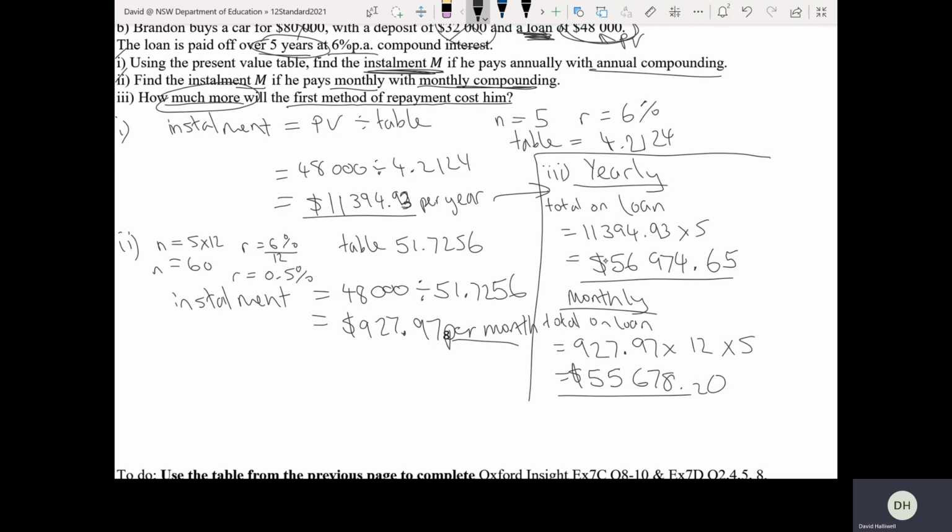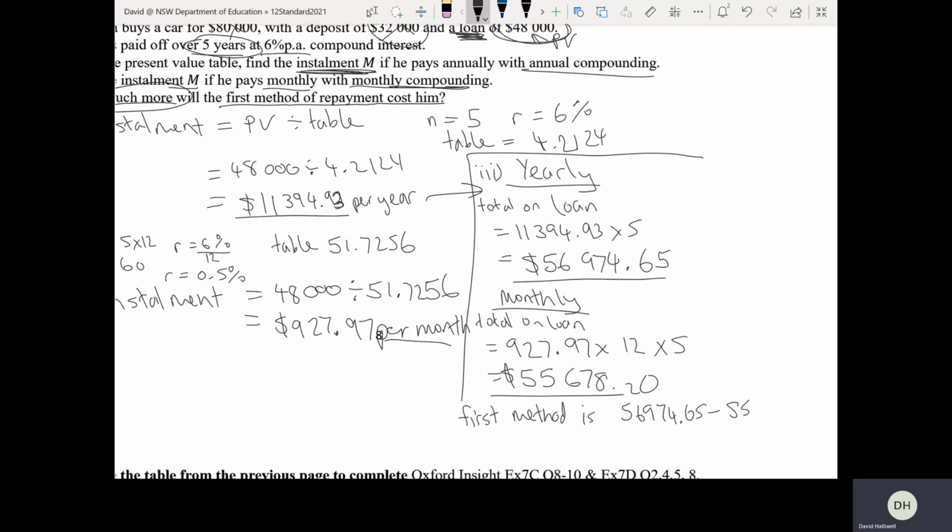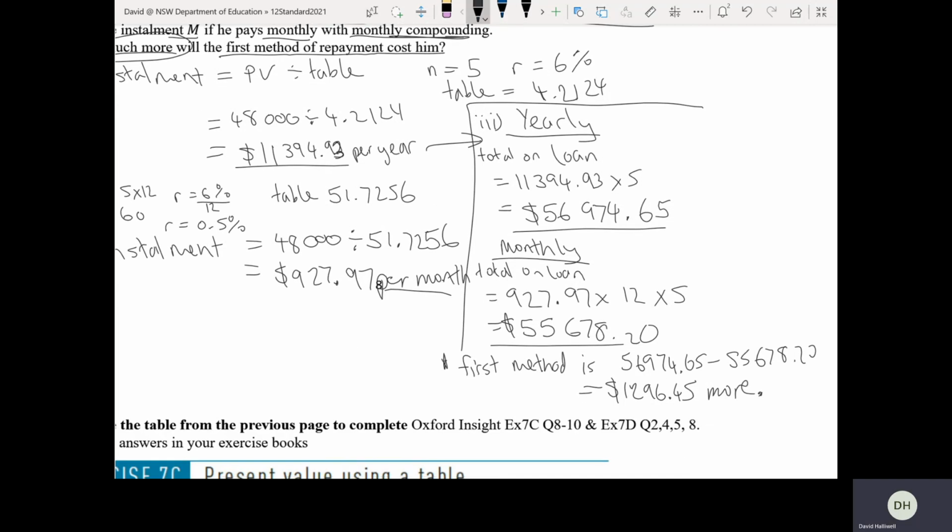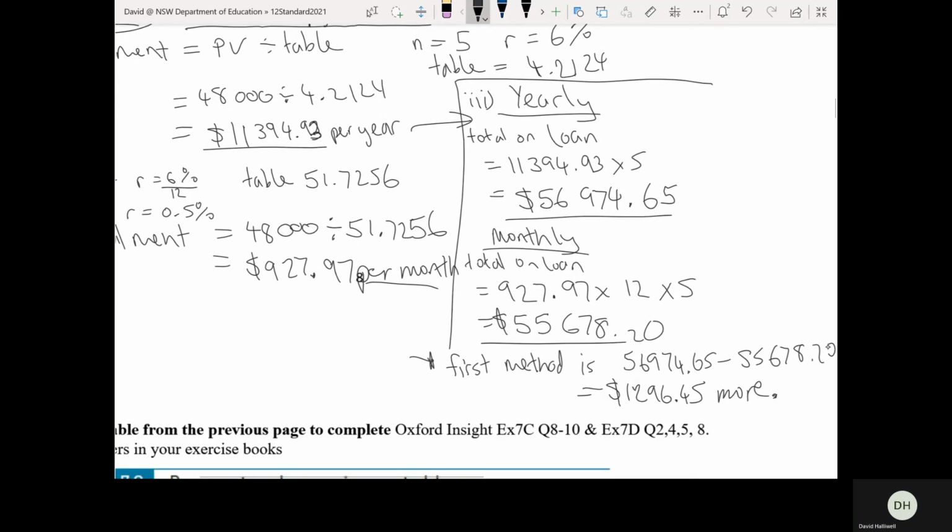And to answer the question, it says how much more is the first method. So the first method is more, the yearly method is more. How much more? First method, we're going to minus, just take the first number and minus the second number, 55,678.20, and put that in your calculator. I get $1,296.45 more. Okay, and I'm going to answer in words to make it very, very clear.